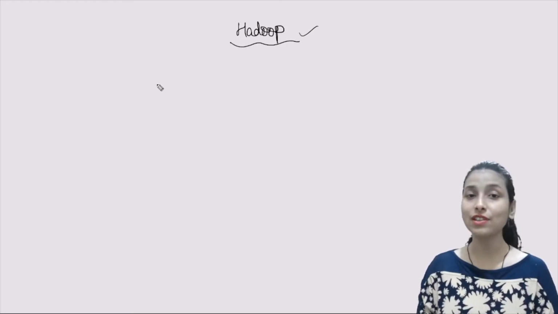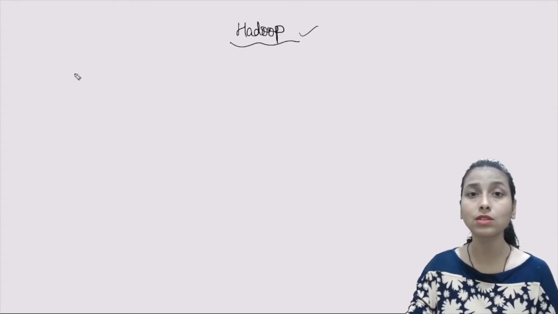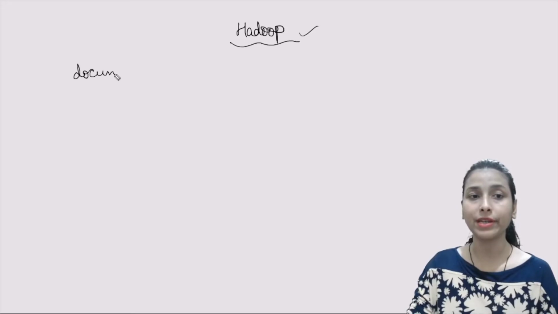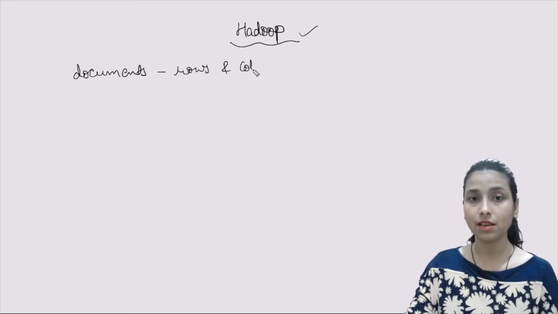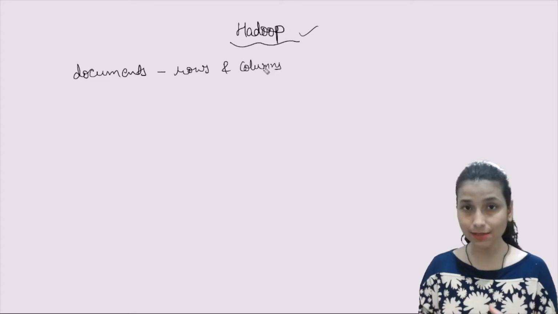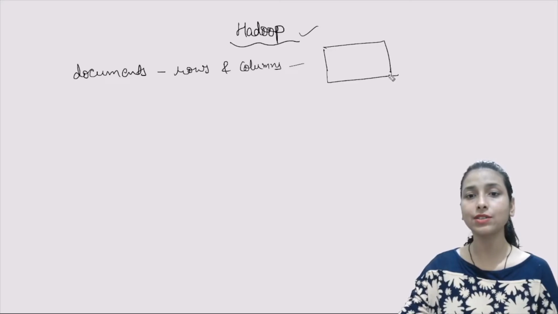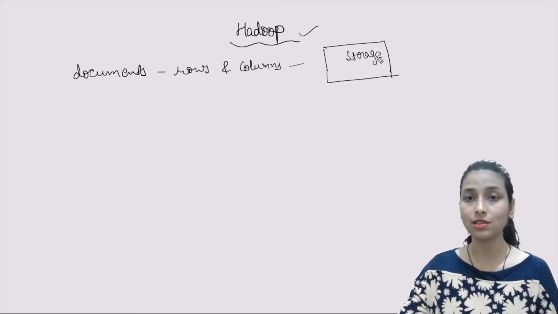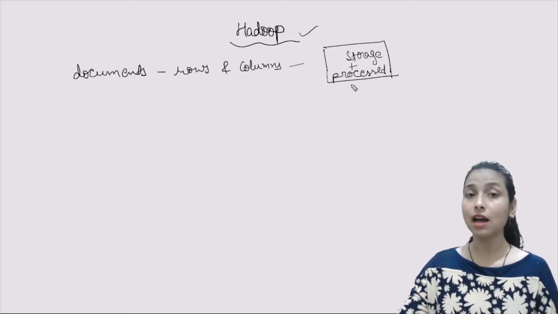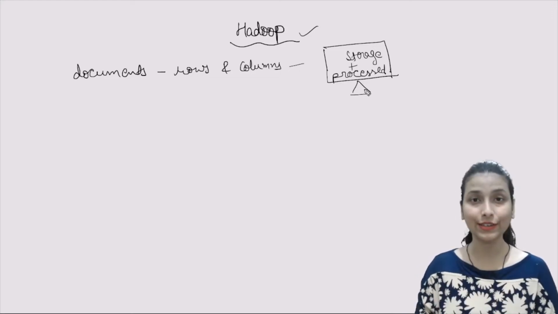In the earlier days, when the world was not that digital, the data that was being generated was mostly in the form of documents. Documents means in the form of rows and columns. Fine. And that kind of data was very easy to store as well as process at the same time. So at that time, a single storage unit plus processing unit was sufficient to store the data that was being generated. Means a single unit was sufficient to process as well as store that particular data.